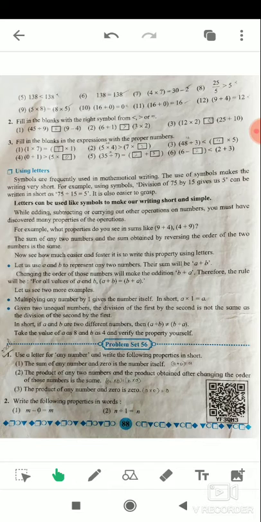45 divided by 9 equals 9 minus 4. 45 divided by 9, the answer is 5, and 9 subtracted by 4, the answer is 5. So it equals. 6 plus 1 is 7, and 3 multiplied by 2, so the answer is 6. So 7 is greater than 6, so it's right.